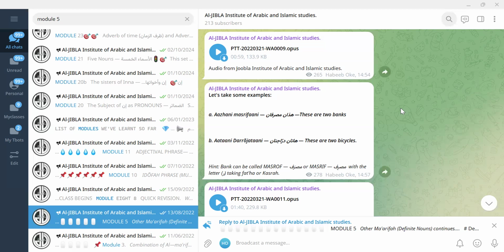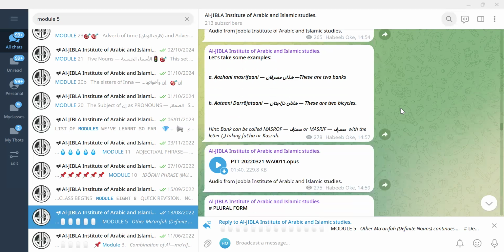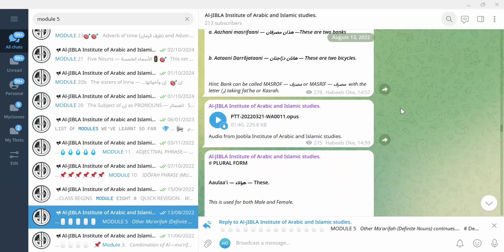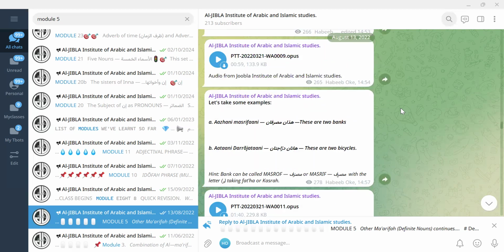So for masrif, it's a bank. We can say masraf. In some cases, the dictionary has it twice, so you can use these two formats. You can have masraf or masrif. But I think masrif is mostly used to mean bank. So do we understand the dual? That's what we have for the dual.